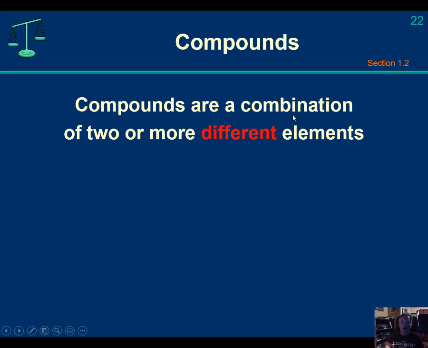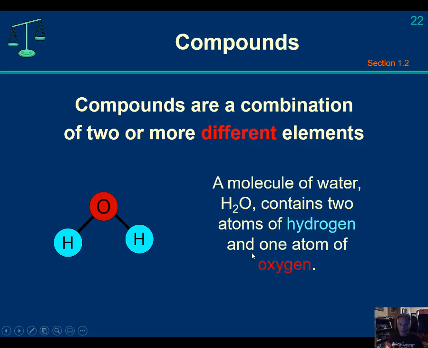Compounds are a combination of two or more different elements. This is water. It is a compound. It has the formula H2O. A molecule of water has a fixed composition of 2 hydrogens, 1 oxygen. It contains 2 atoms of hydrogen, 1 atom of oxygen. That's what a compound is, the word we use to define a substance that has two or more different elements.